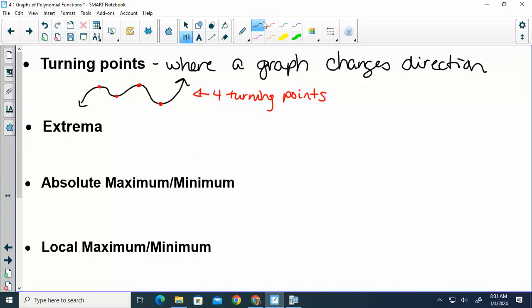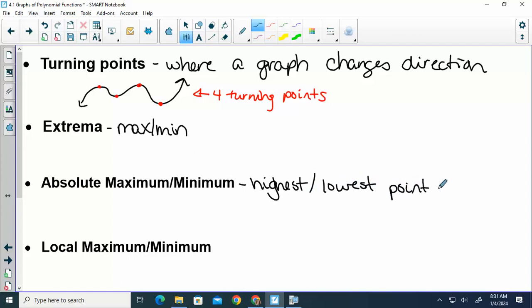Those turning points can also be called the maximum and minimum points. Those are high and low points that happen when our graph changes direction. Extrema just means maximum or minimum. An absolute max or min is the highest for a max or the lowest for a min point on the entire graph.